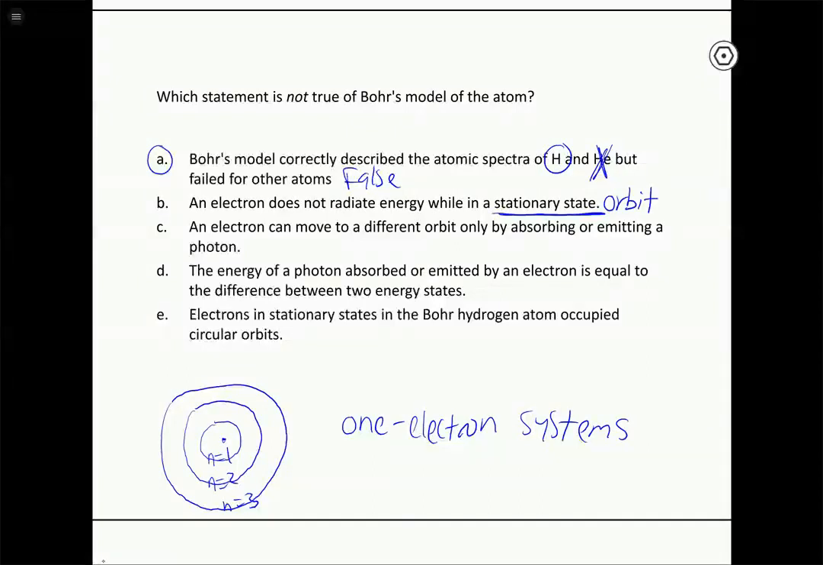C, an electron can move to a different orbit only by absorbing or emitting a photon. So this one's going to be true as well. This one's going to be true because that's what we just talked about.